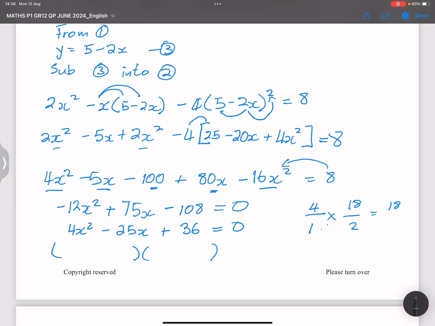4 times 2 gives me 8. Again, that doesn't give me 25. Okay, so remember, ladies and gents, you can just use the quadratic formula if you want to. Nothing wrong with that.